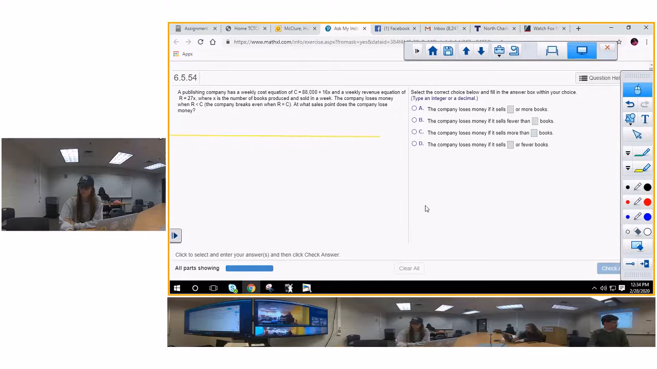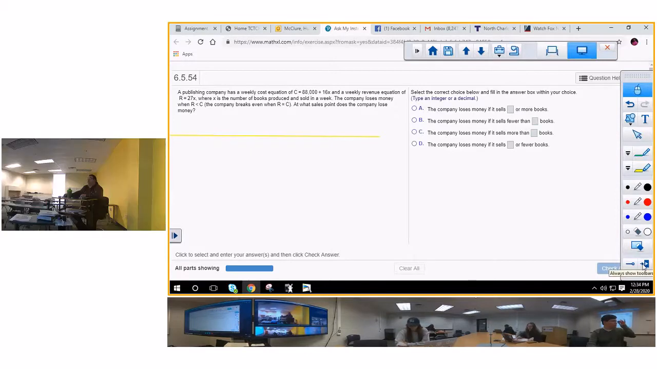A publishing company has a weekly cost of 88,000 plus 16x and a revenue of 27x. The company loses money when R is less than C. At what sales point does the company lose money? We're going to solve this for X. So here we go.